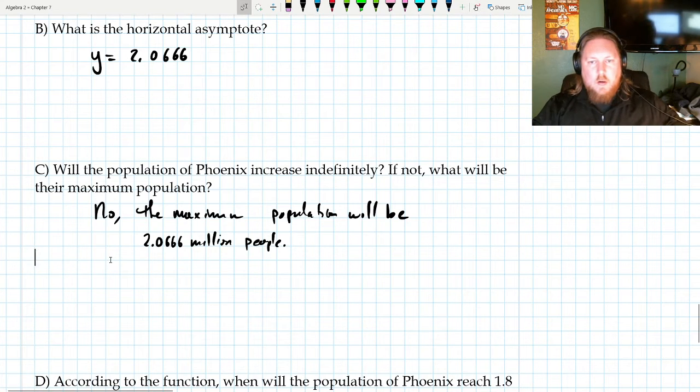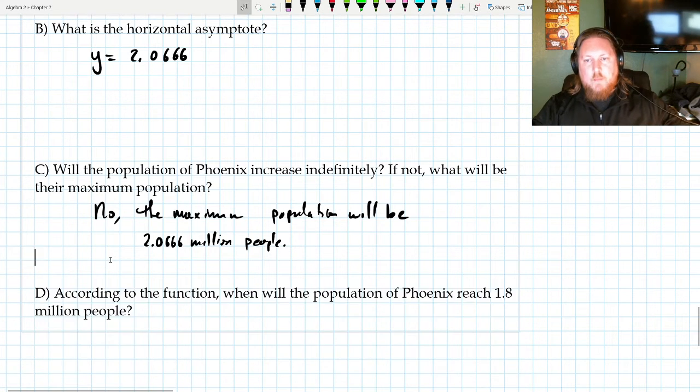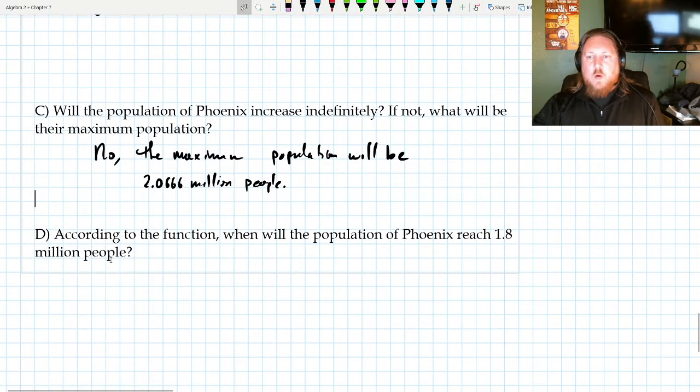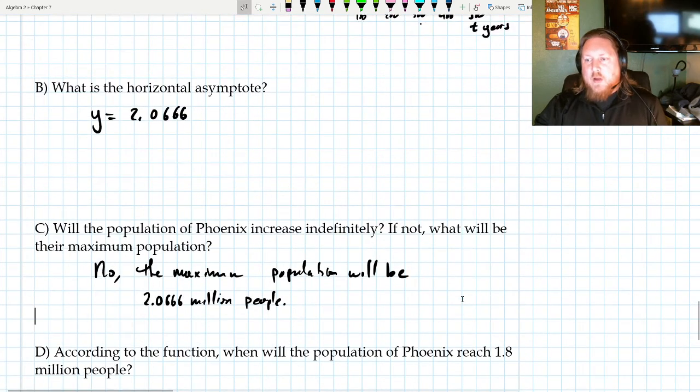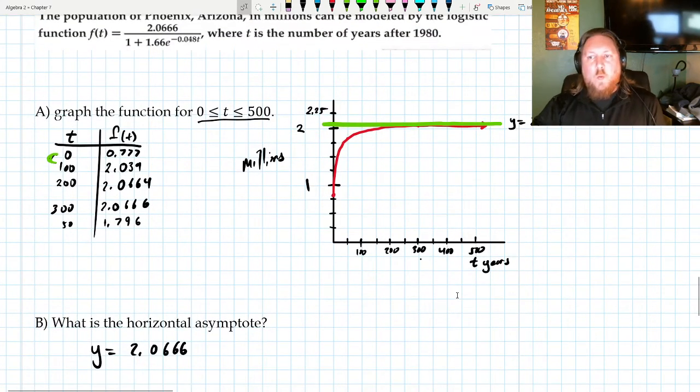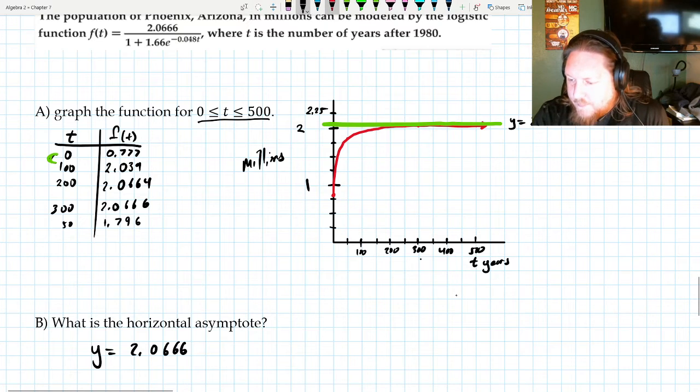Now for part D, according to the function, when will the population of Phoenix reach 1.8 million people? Well, I'm going to do two things here. One, we're going to look at our little handmade graph, see what our estimate is, and then we're going to plug it into GeoGebra and see what happens there. So I go back up to my graph. I want to know when it's going to be 1.8.